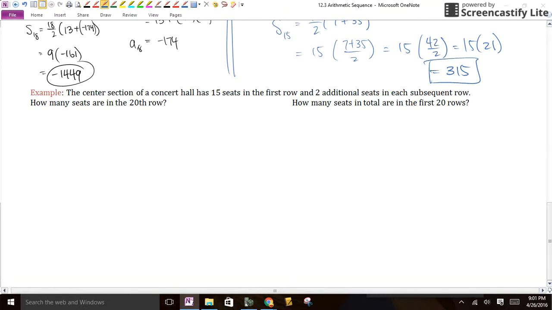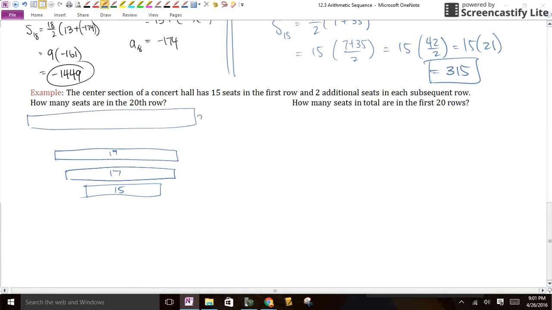All right, last problem. There's a concert hall with 15 seats in row 1. They add 2 seats to the next row, so now there's 17 seats. Then they add 2 more seats to make 19 seats. How many seats are in row 20? So if this is row 20, how many seats are there? So this was row 1, row 2, row 3, all the way to row 20.